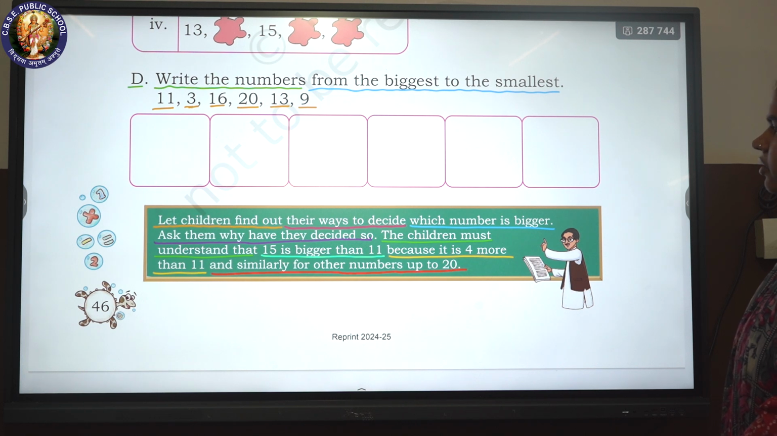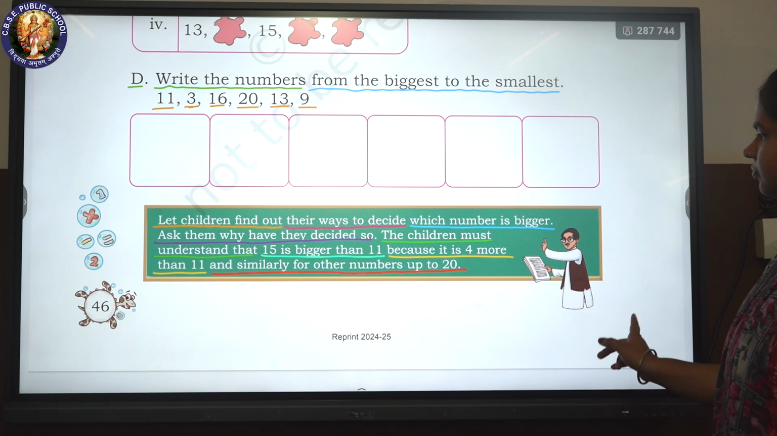Let children find out their ways to decide which number is bigger. Ask them why they have decided so. The children must understand that 15 is bigger than 11 because it is 4 more than 11, and similarly for other numbers up to 20.